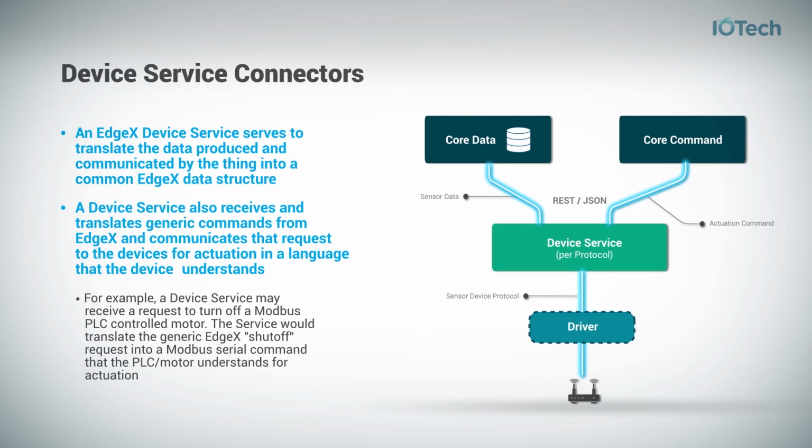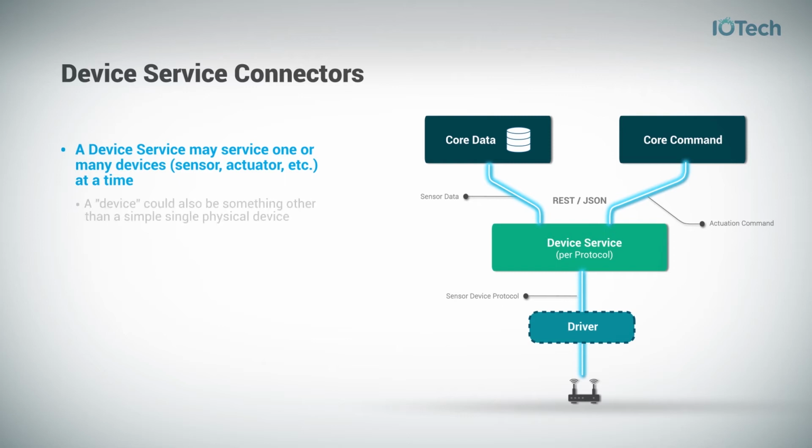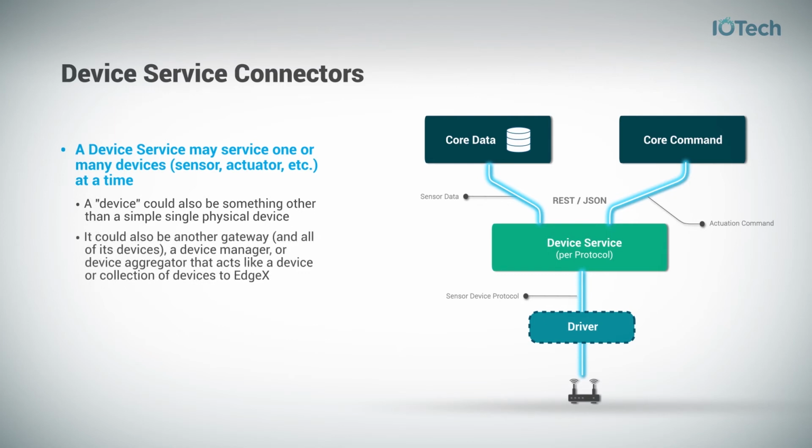The device service often talks to a sensor or device through a driver that provides the fundamental protocol-specific communications with that device. But the driver is hidden from the rest of EdgeX via the device service interface. A device service may service, that is, communicate with, one or more devices or sensors at a time. But it would do so under the same protocol. That is to say, device services speak one protocol, but potentially to a wide variety and number of devices.